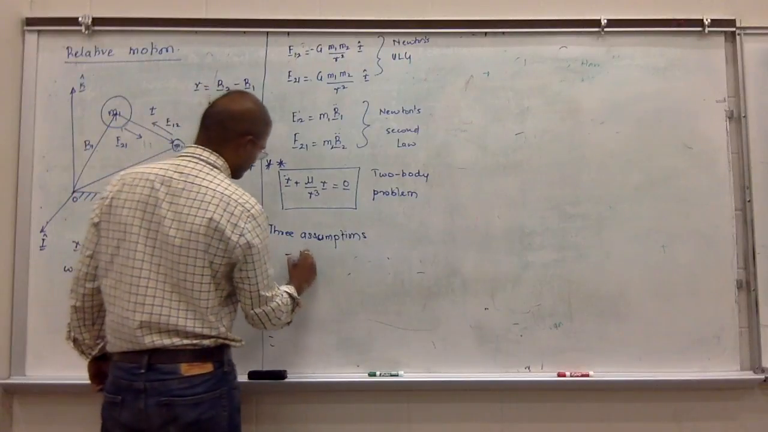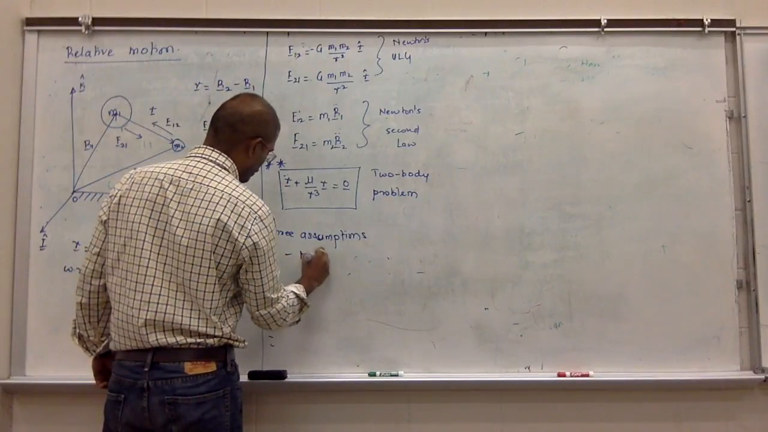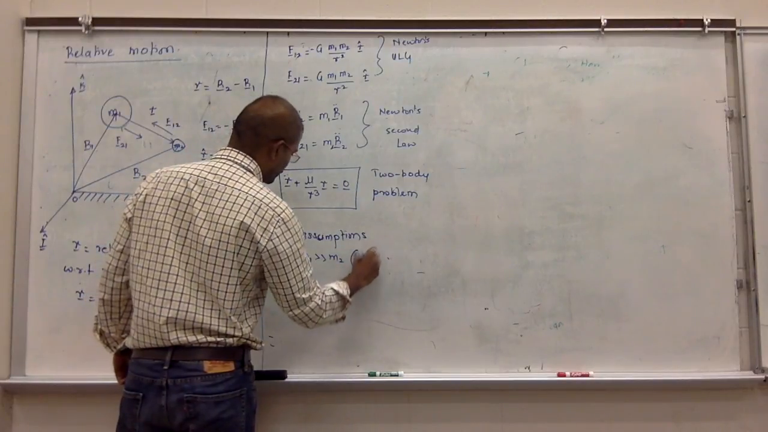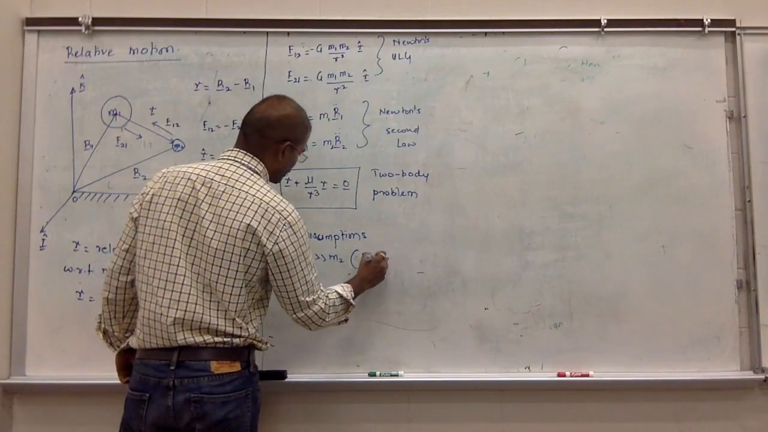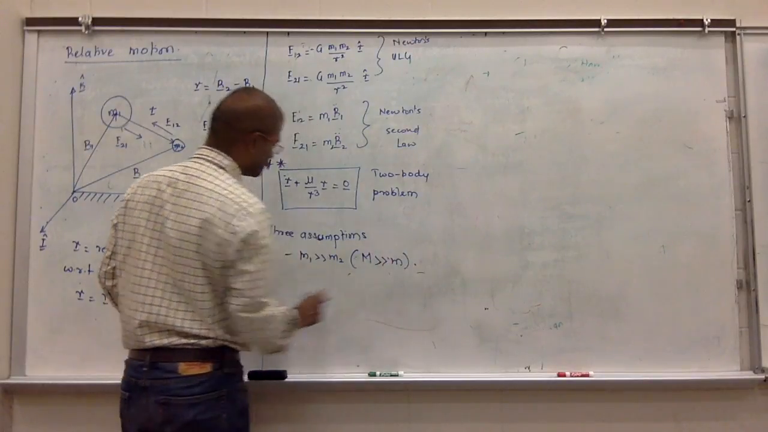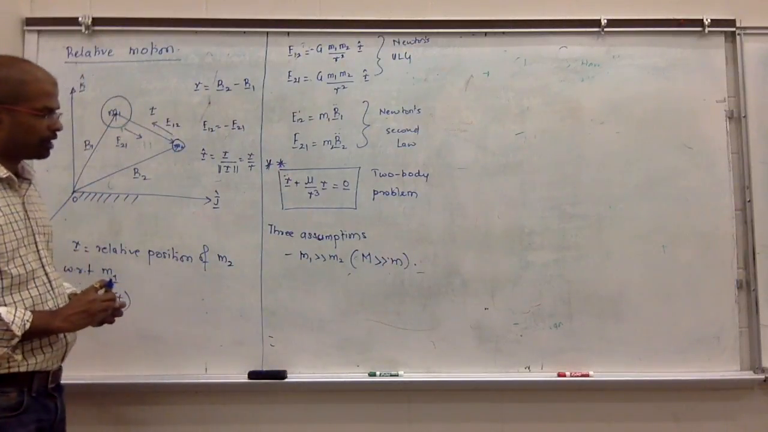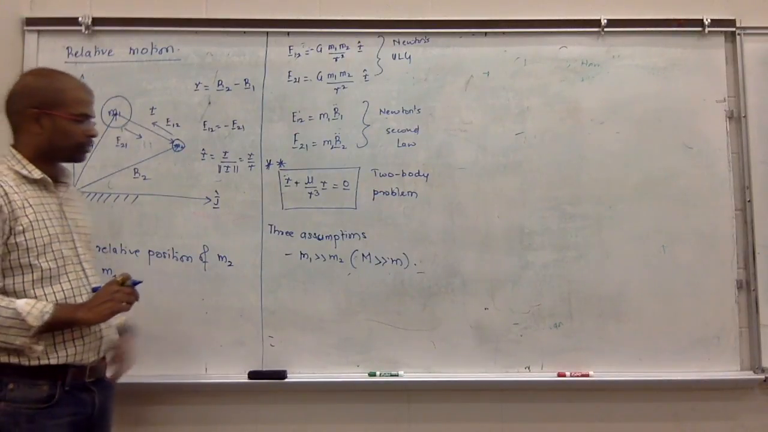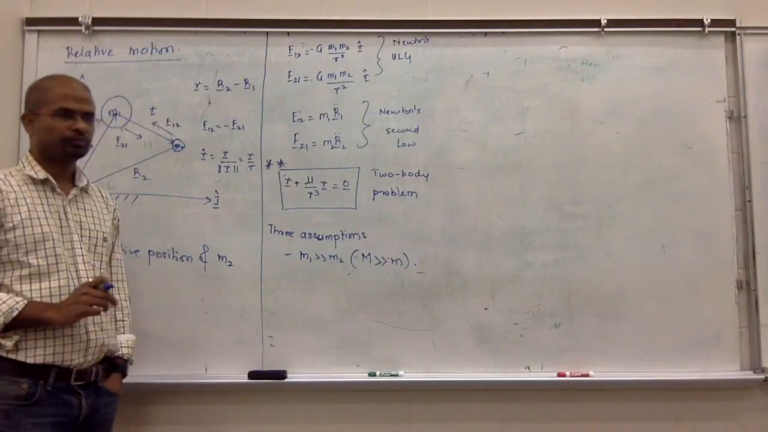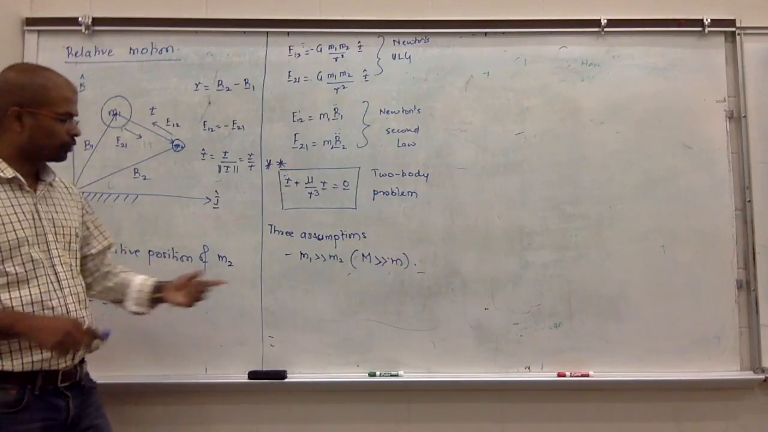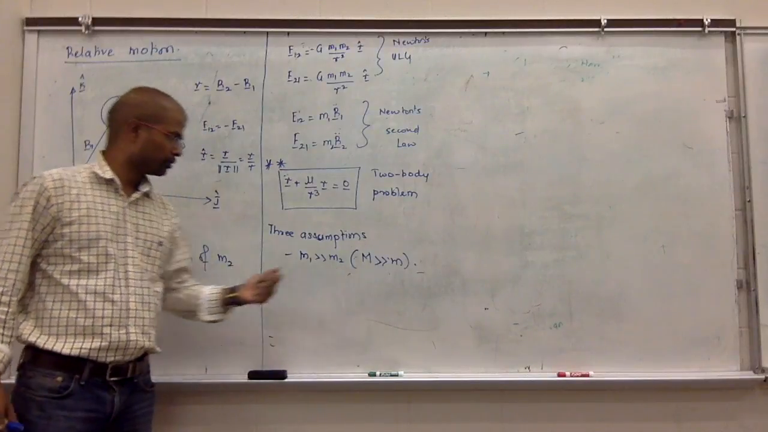M1 is much greater than M2. Or what we do is we'll use capital M for the mass of the larger body and small m for the mass of the smaller body. Okay. So what does this mean? Now think about what this means.